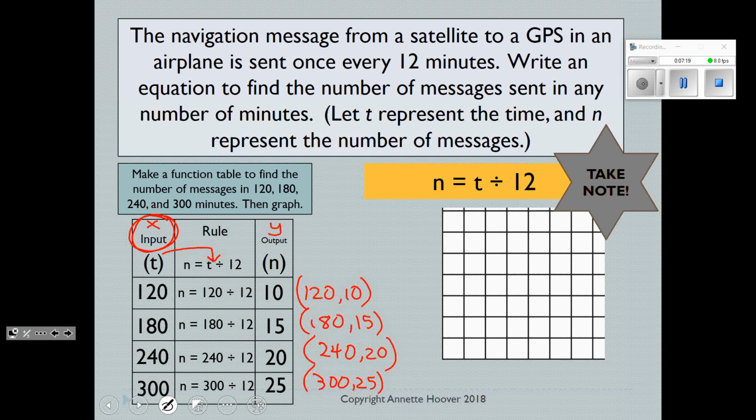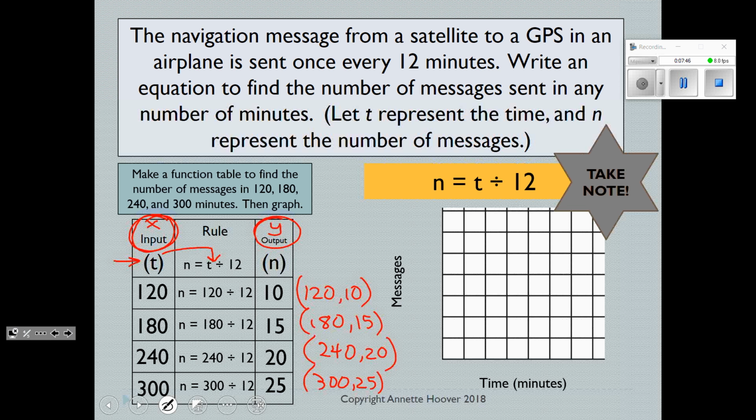This is the x-axis, and we were doing time, t for time. This is the y-axis, which is the vertical one, and that was the number of messages, so it tells you what to label it. So I'm going to label mine time, or minutes, on the x-axis on the bottom, and the number of messages on the y. Now we have to figure out how to put the numbers on it.